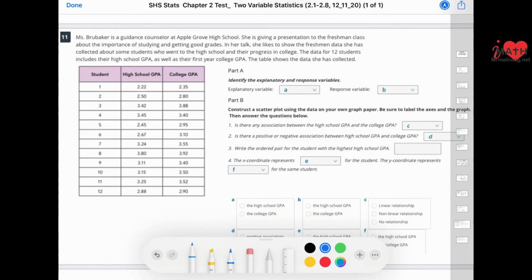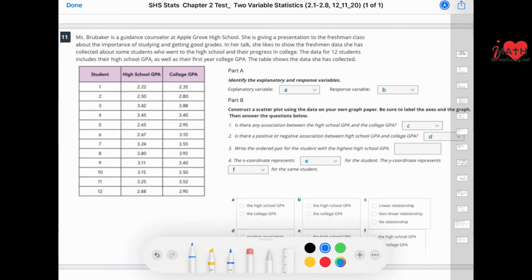Miss Brubaker is a guidance counselor at Apple Grove High School. She is giving a presentation to the freshman class about the importance of studying and getting good grades. In her talk, she likes to show the freshmen data she has collected about some students who went to the high school and their progress in college. The data for the 12 students, their high school GPAs as well as their first year college GPAs, is shown in the table.